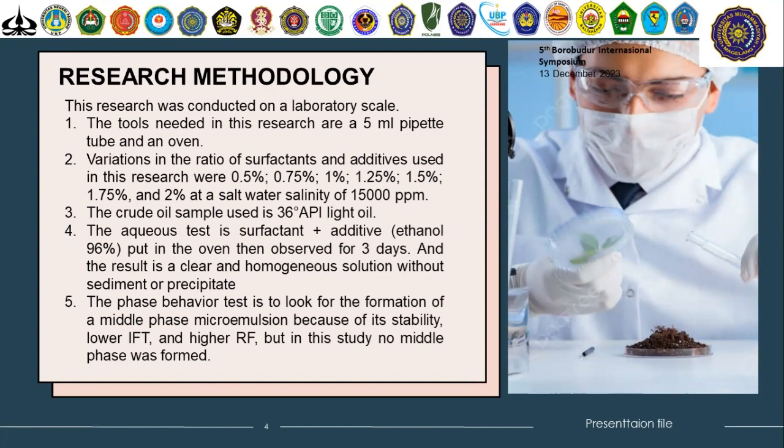The aqueous test is surfactant plus additive put in the oven and then observed for 3 days, and the result is a clear and homogeneous solution without sediment or precipitate. The phase behavior test is to look for the formation of a middle phase microemulsion because of its stability, lower IFT, and high RF. But in this study, no middle phase was formed.